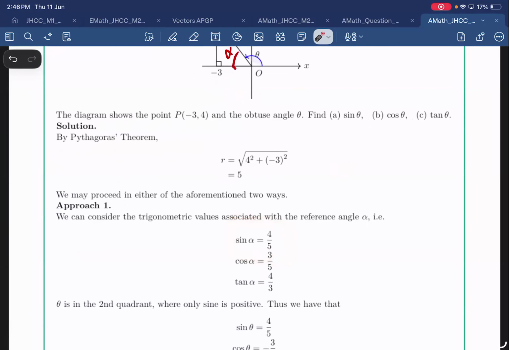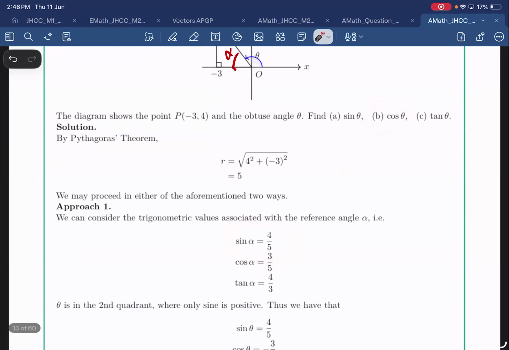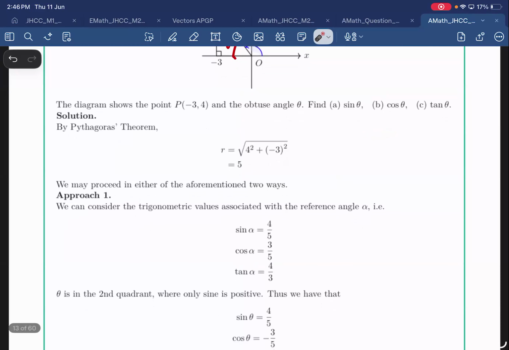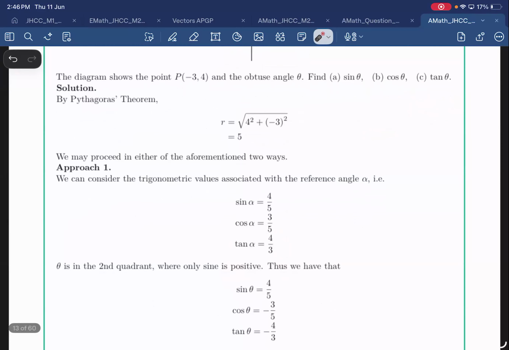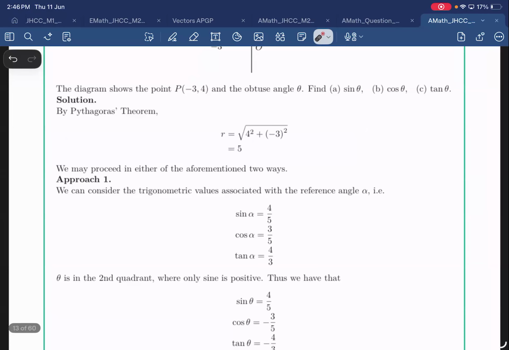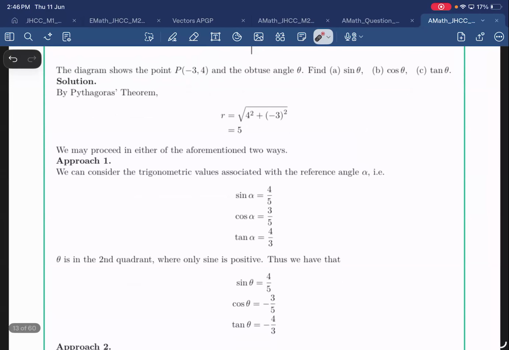Then what about cosine theta? Only sine is positive in the second quadrant, so cosine will be negative. Cosine theta will be the negative of cosine alpha. Tangent is the same thing: in the second quadrant it is negative, so it will just be the negative of tangent alpha. So you calculate the three trigo ratios for the reference angle, then see which quadrant it is in, and apply the sign afterwards. This is method one, using the reference angle.